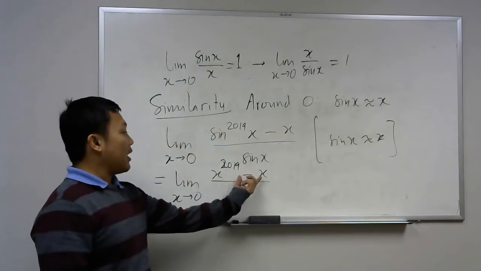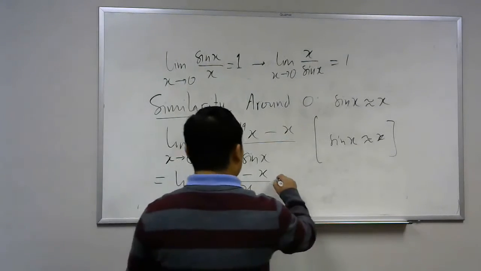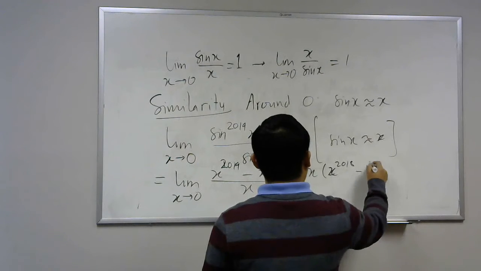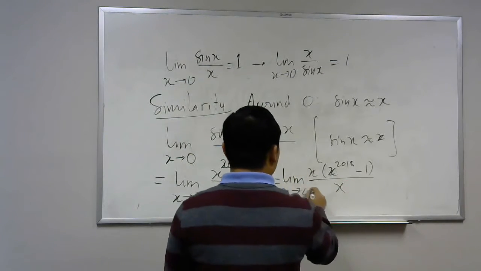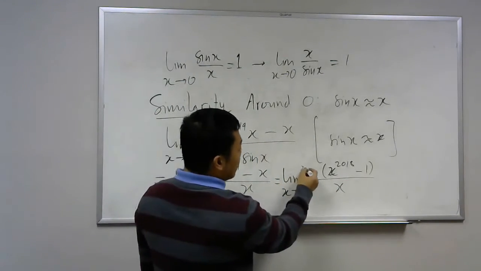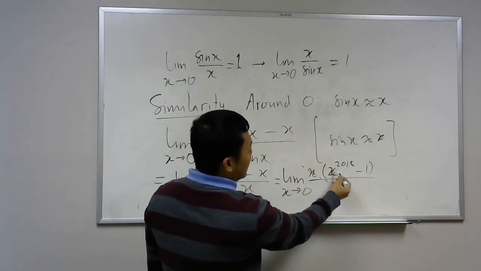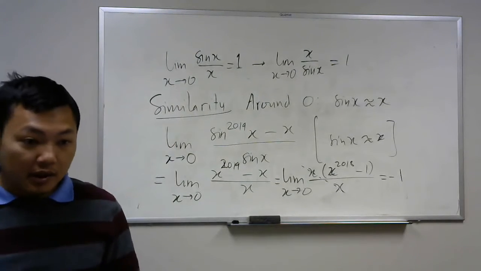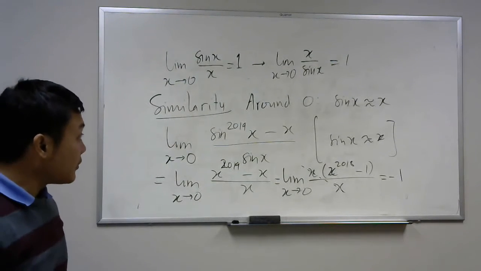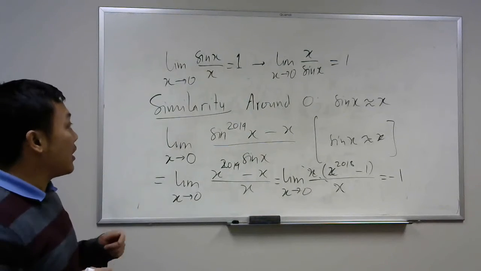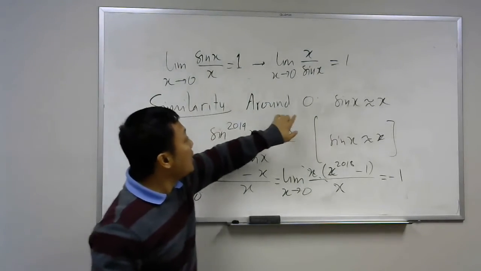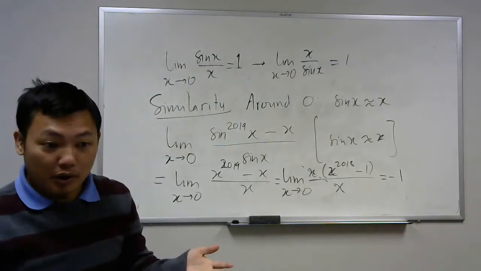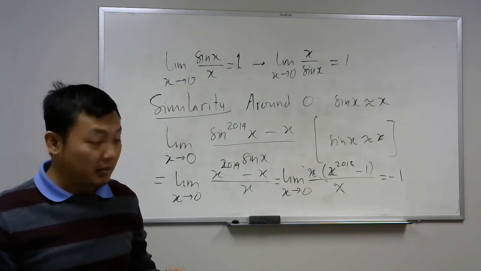Then you factor x on the top and you get the limit of x to 2018 minus 1 over x when x goes to 0. Then you simplify x and you plug 0 into this function, you get -1. See, that's how similarity works. I need to mention that this similarity works only around 0, when x approaches 0. When x approaches another point, we don't have that similarity. Don't forget about that.